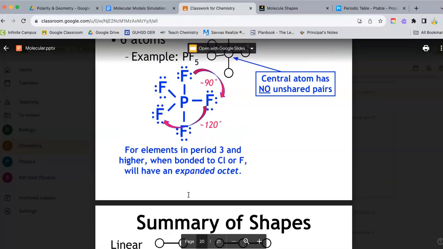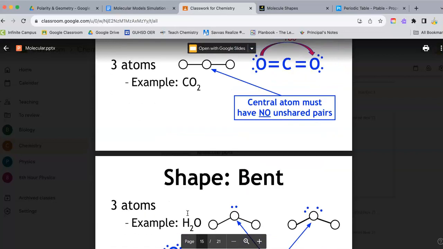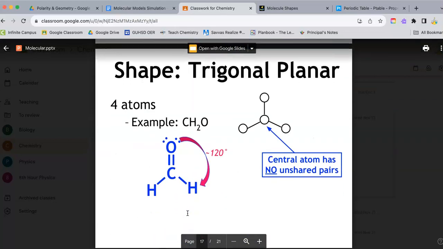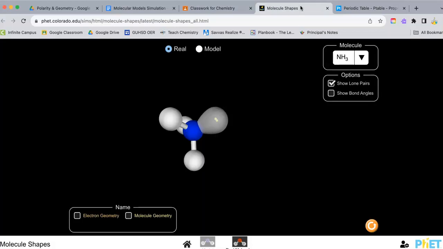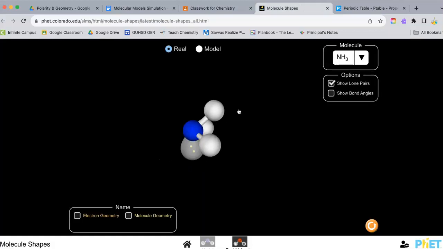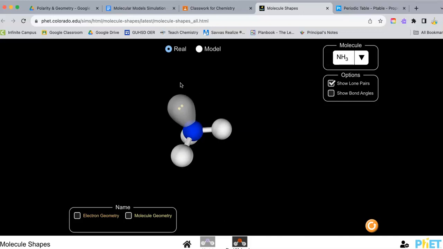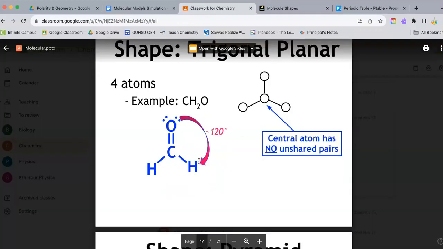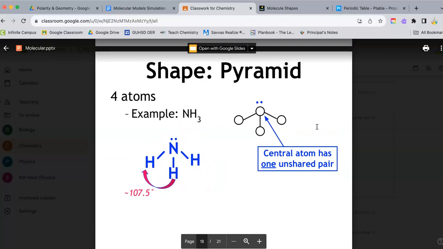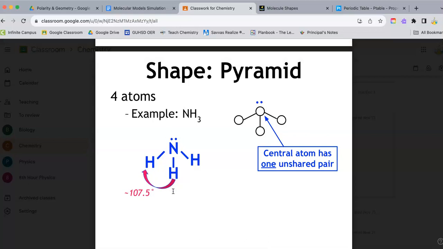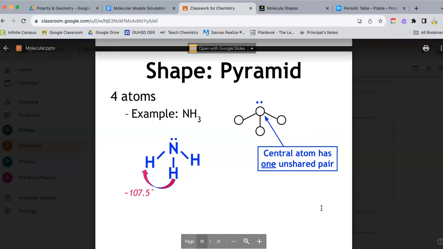I'm going to go back to my notes, and I'm going to look at how many atoms. 4. So, it can be trigonal planar, but there the central atom has no unshared pairs, no lone pairs. But in ammonia, I have a lone pair right here. So that can't be the shape. If I go back to my notes, there's something called pyramid, and the actual example is ammonia. You see that it has a lone pair and the 3 hydrogens, and my rule for a pyramid shape is there's 4 atoms, and the central atom has 1 unshared pair.